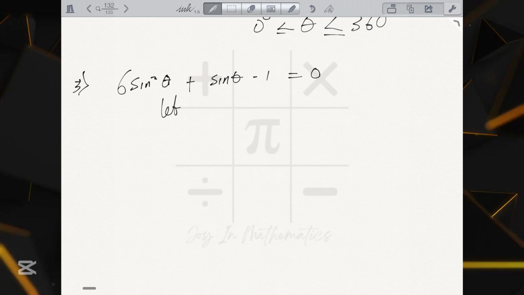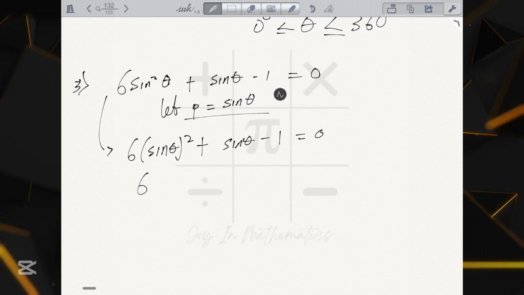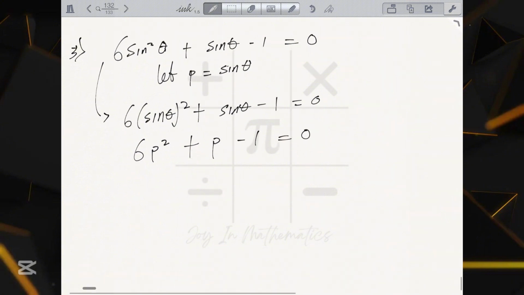To solve this, it looks like a quadratic equation. So let P equal sine theta. If P equals sine theta, we will have 6P squared, because when we rewrite this equation, we have 6 sine squared theta plus sine theta minus 1 equals 0. So 6P squared plus P minus 1 equals 0. Now we have the opportunity to solve this as a quadratic equation.